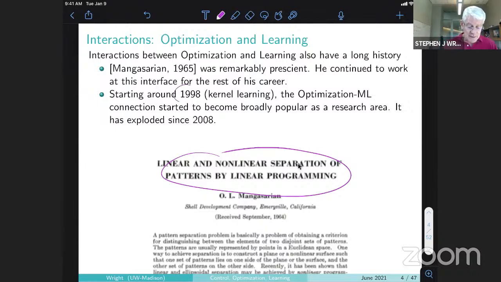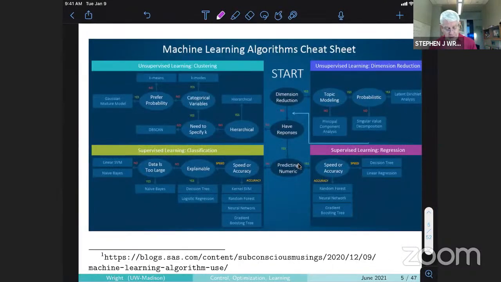But starting in about 1998, that's when I first heard about these connections, because people in machine learning came to me with kernel learning problems, linear classification, and then kernel learning, the generalization of that. And they had their own algorithms that you could interpret as optimization algorithms, but also they started to use duality in a very imaginative way. And so starting around that time, 1998, 2000, the connection between optimization and machine learning started to be made. And then since about 2008, it's really taken off. And now there's a tremendous amount of interaction between those two areas.